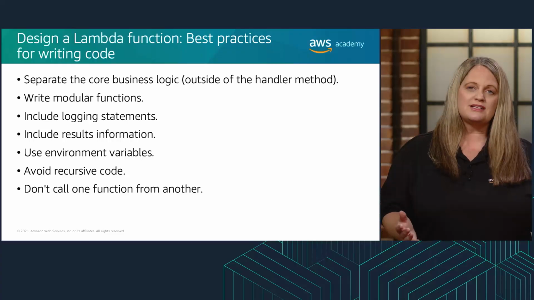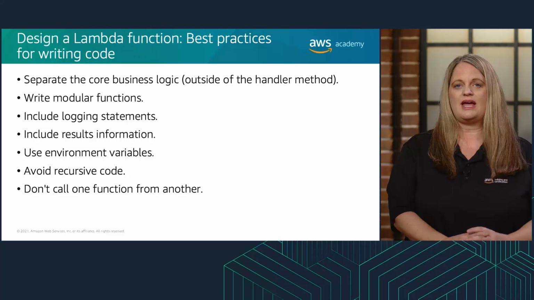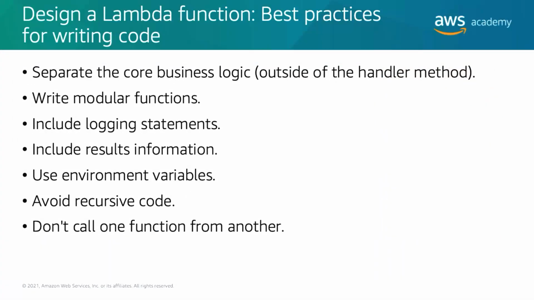There are also best practices for writing code. First, separate the core business logic from the handler method. This makes your code more portable, and you can target unit tests at your code without concern about the function configuration. The second best practice is to write modular functions. Create single-purpose functions. Third, include logging statements.